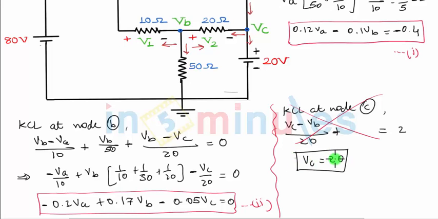It can be plus or minus. It is plus right now because the positive terminal of the battery is connected to node C and the negative goes to the ground. If it was opposite, something like this, where positive goes to the ground and negative to node C, then Vc will be minus 20.